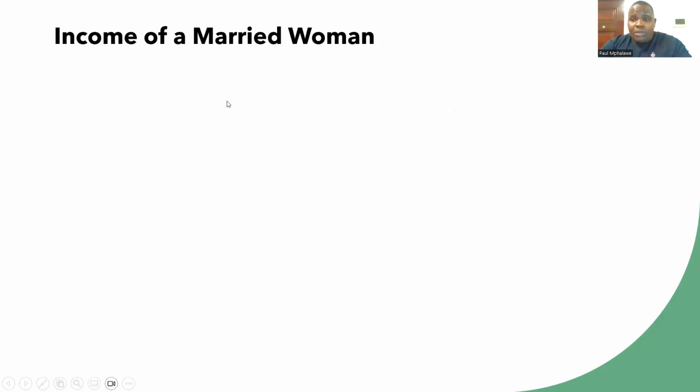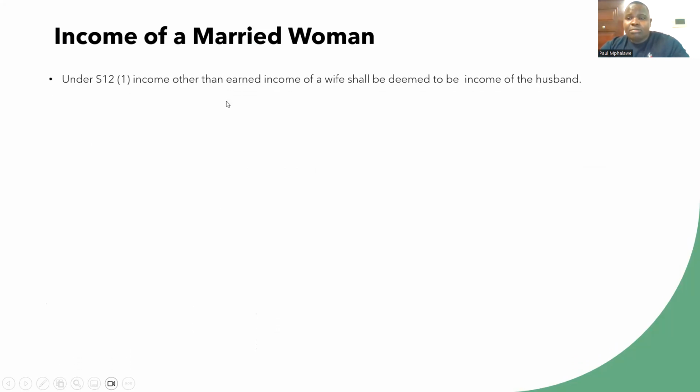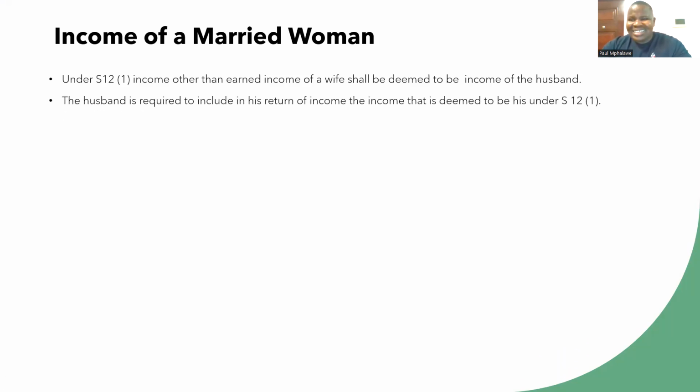Okay. Now there are times when married people elect to pay taxes together. So under section 12, subsection 1, income other than earned income of a wife shall be deemed to be income of the husband. So if the husband and wife choose to pay tax together, or the husband pays on behalf of the wife, there are tax credits that the government gives such election. So the husband is required to include in his return of income the income that is deemed to be his under section 12, subsection 1.